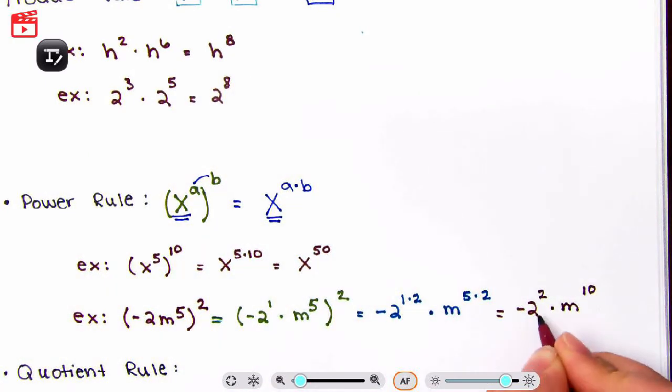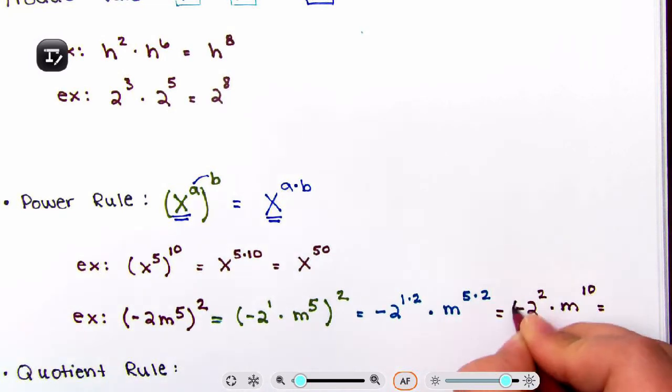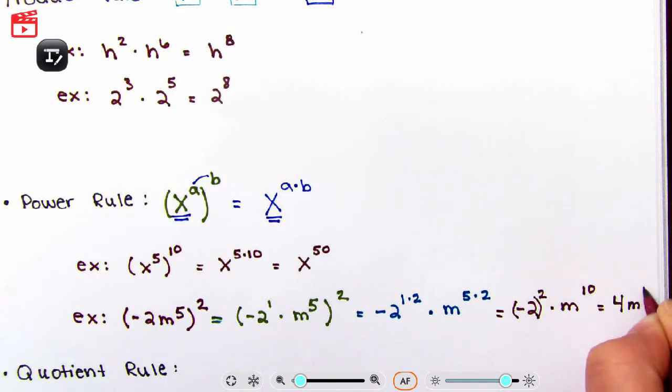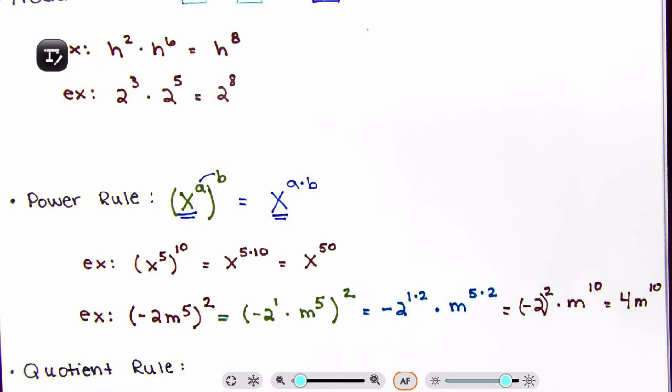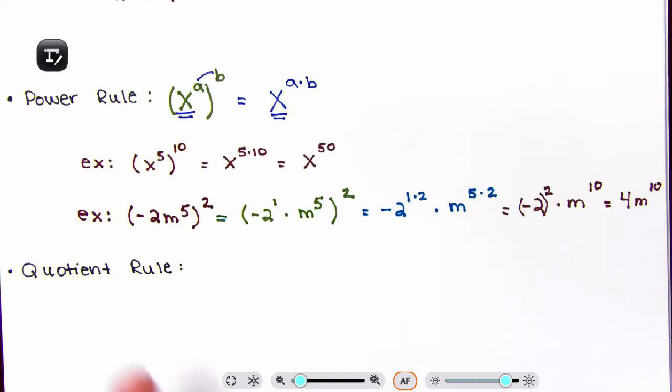Now, since we have numerics here, we can simplify this further. I have negative 2 squared, which is negative 2 times negative 2, which is 4. Then I have my m to the 10th power. So it doesn't matter how many terms you have on the inside, if they are being multiplied, again, multiplication is king. If you have addition or subtraction, it fails. You can't do that. Addition or subtraction makes this power rule fail. Only multiplication and division.